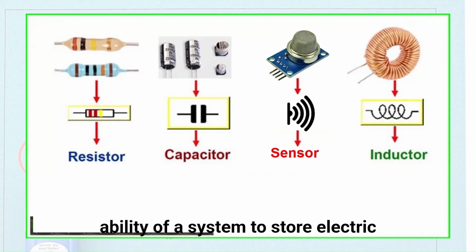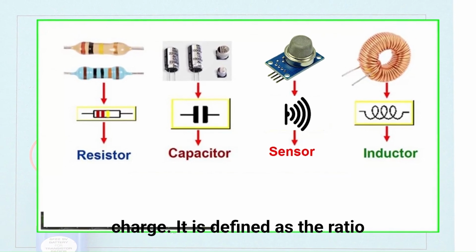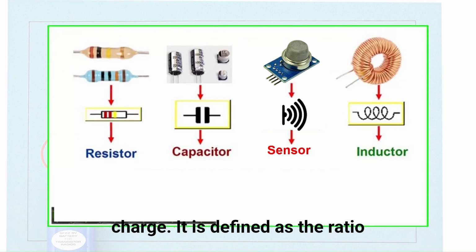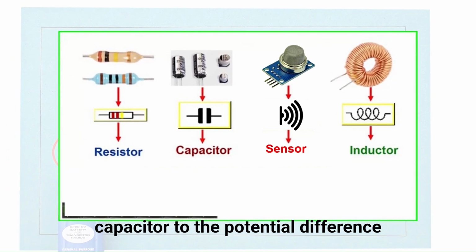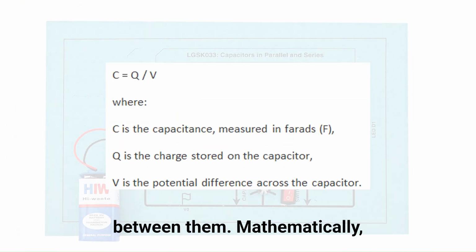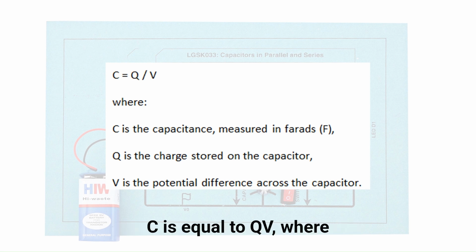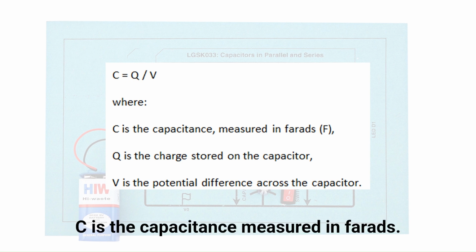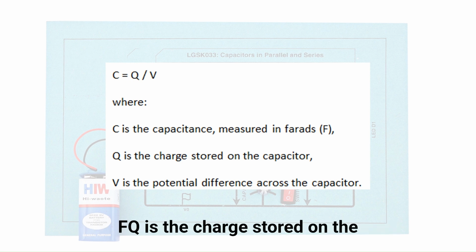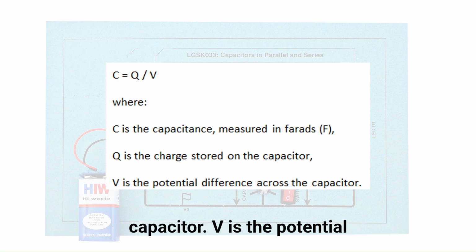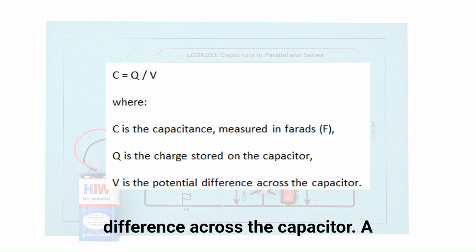Capacitance is the ability of a system to store electric charge. It is defined as the ratio of the charge stored on the plates of a capacitor to the potential difference between them. Mathematically, C is equal to Q/V, where C is the capacitance, measured in farads, F. Q is the charge stored on the capacitor. V is the potential difference across the capacitor.